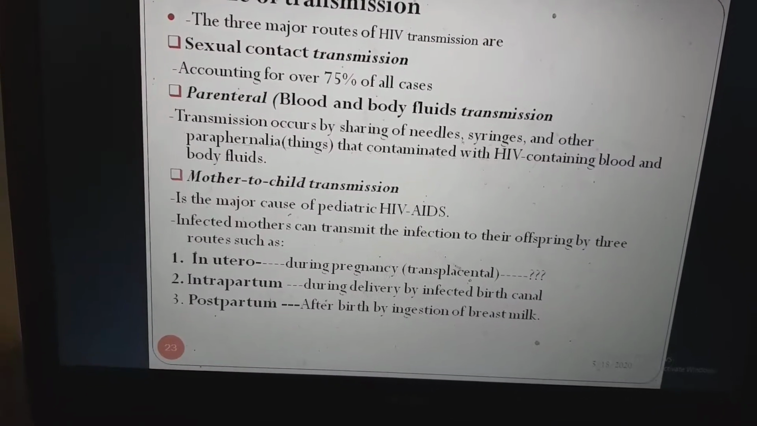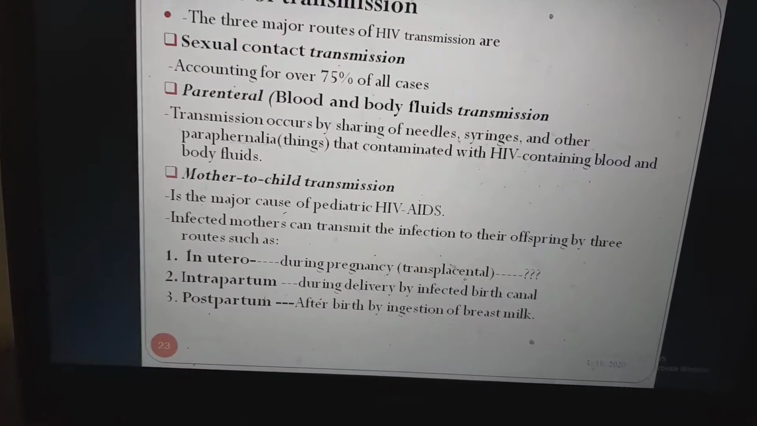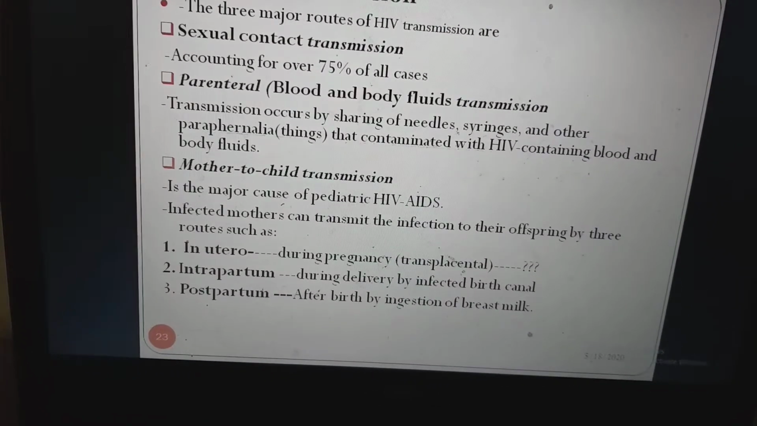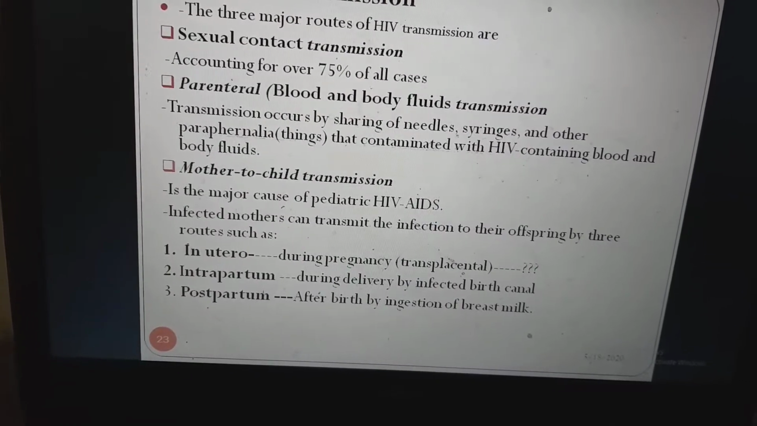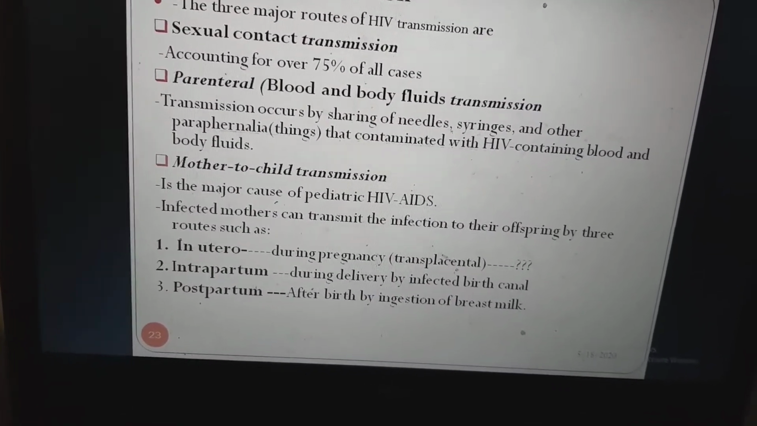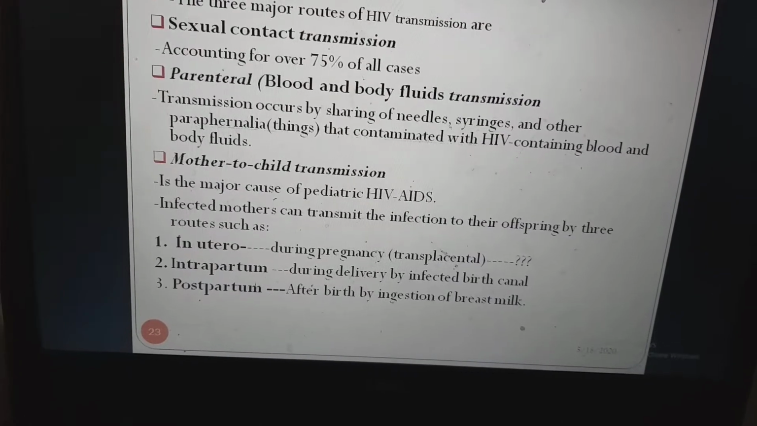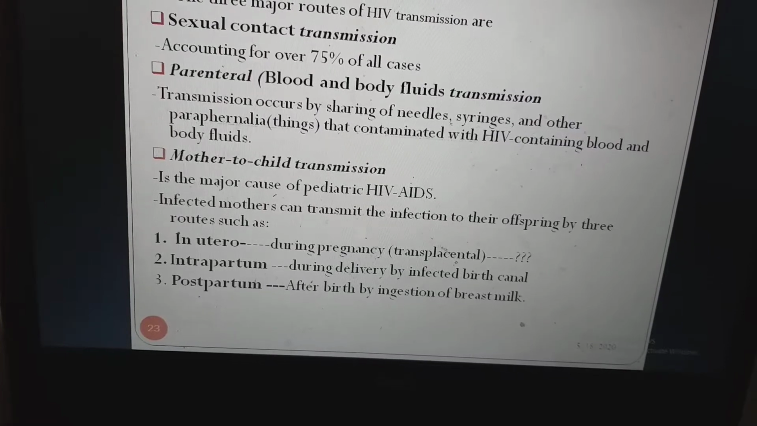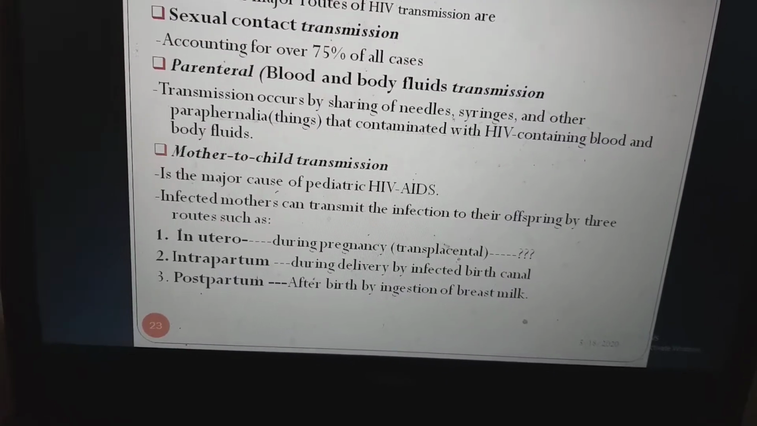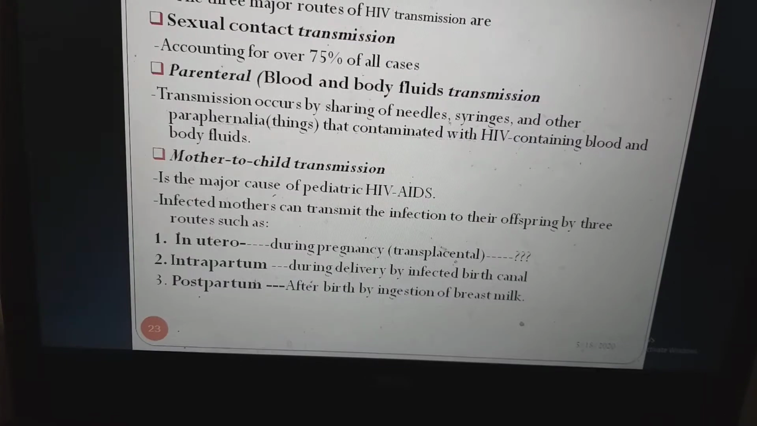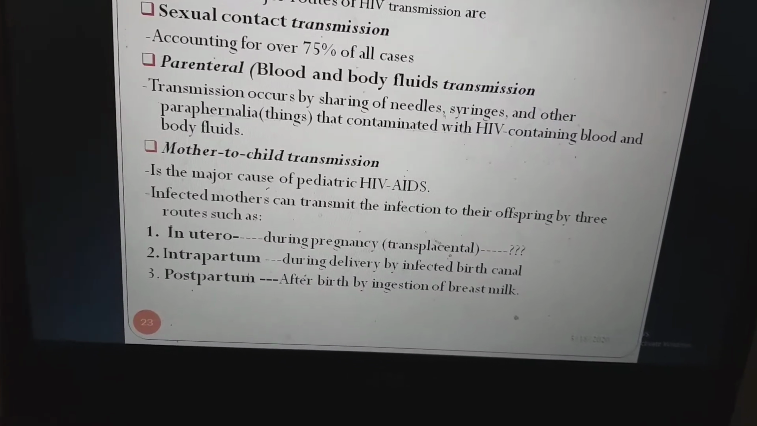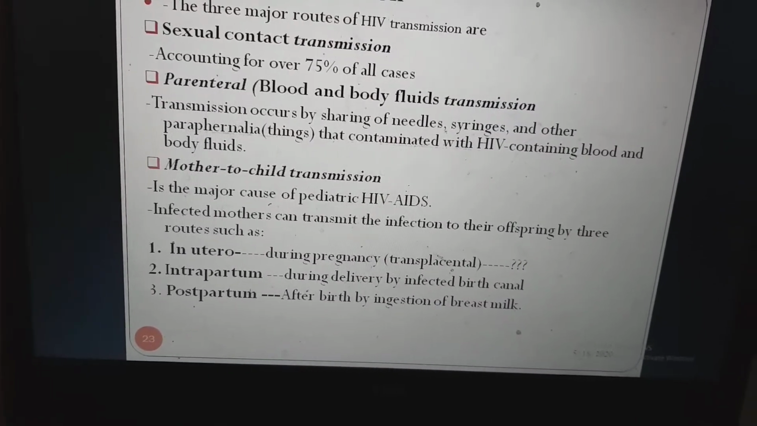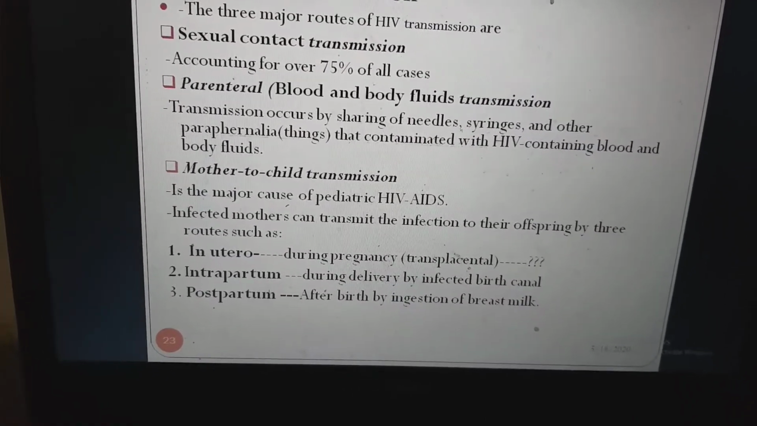Mother to child transmission is the major cause of pediatric HIV/AIDS, which you can classify as in utero, intrapartum, and postpartum. In utero, during pregnancy, this is transplacental. Intrapartum means during delivery through an infected birth canal, and postpartum means after birth, by ingestion of breast milk if there is cracking around the breast or nipple.